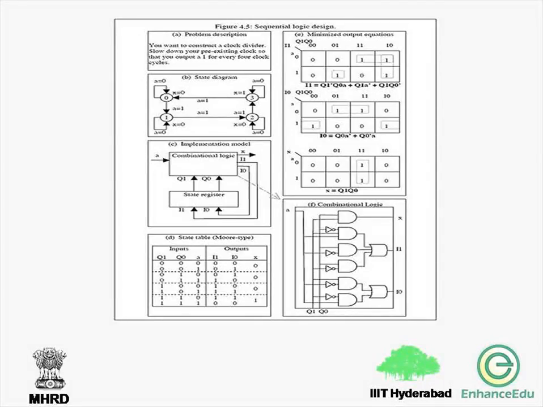As discussed for combinational logic design, sequential logic design also has certain steps which are almost similar to combinational logic design. The first step, as seen in the figure, is the problem description. So you want to construct a clock divider, slowing down your pre-existing clock so that your output is 1 for every 4 clock cycles. So here we want to design a circuit where the output is 1 for every 4 clock cycles, else the output is 0.